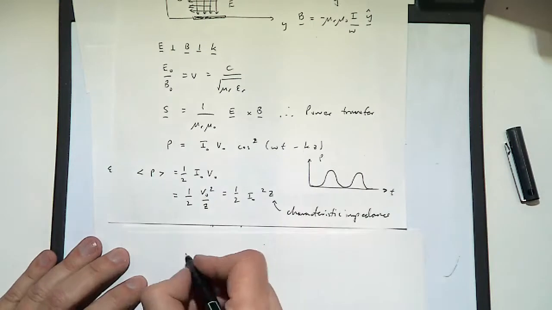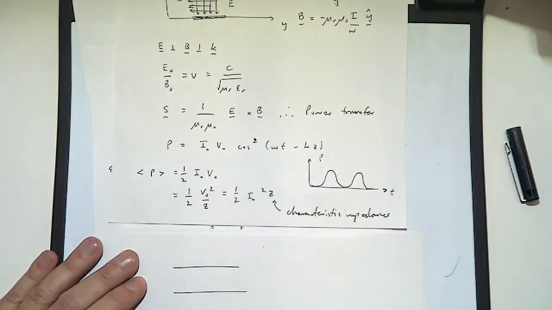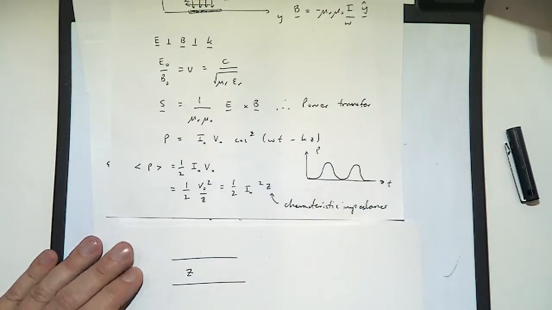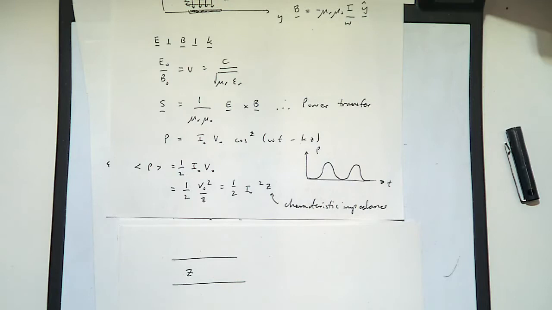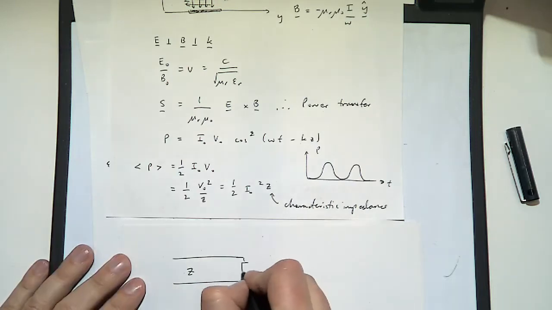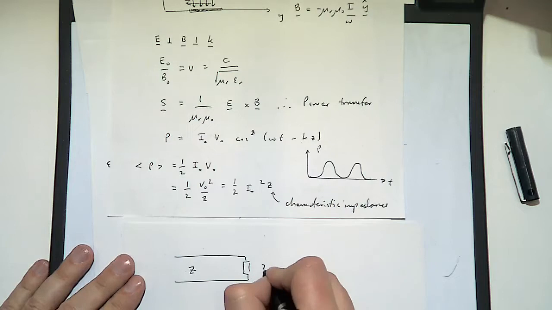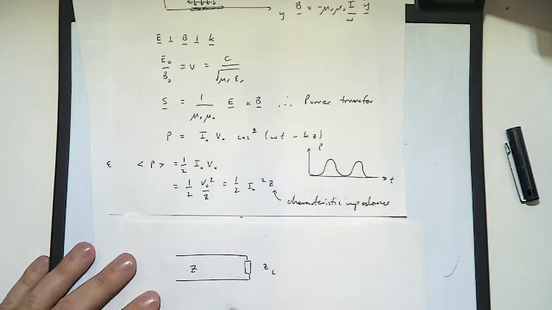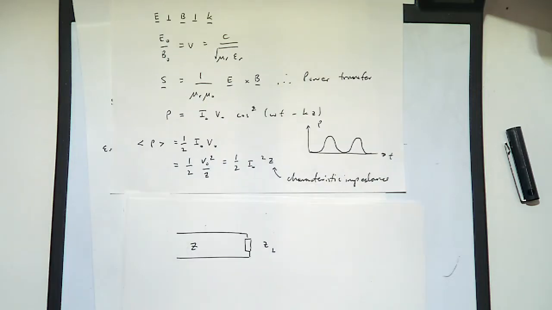Let's look at our transmission line, which has some characteristic impedance Z. And we had a source at the beginning. We're going to forget about that. Now imagine some load at the end. And I'm not drawing it as a resistor, because it could be any kind of load. It could have a capacitance. It could be another transmission line.